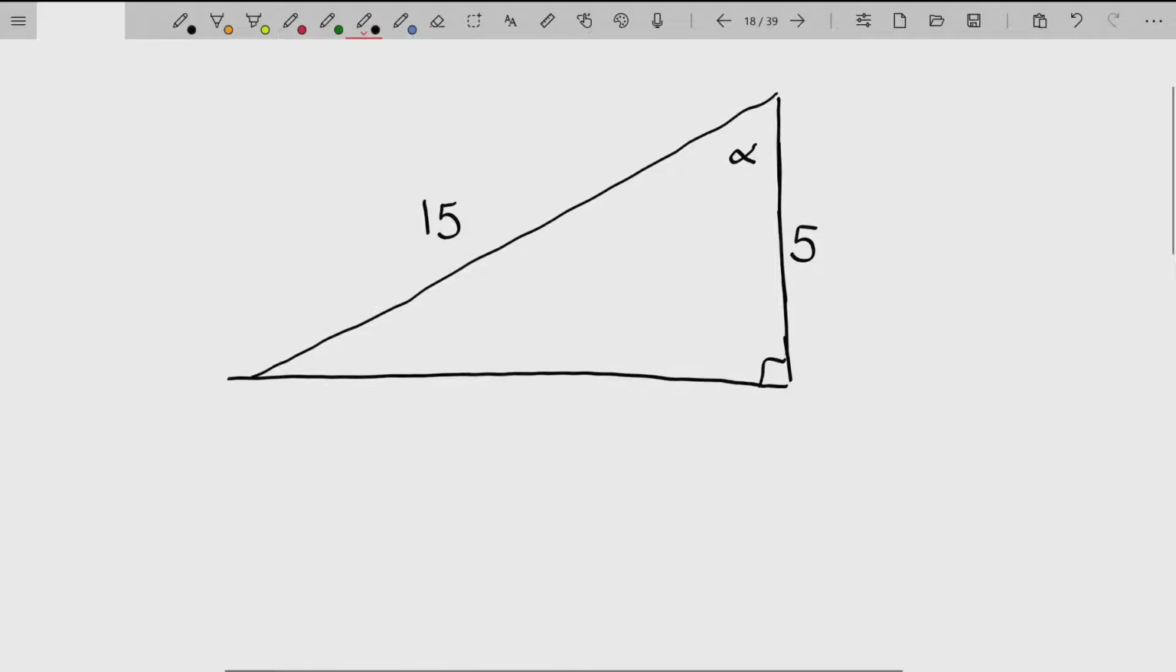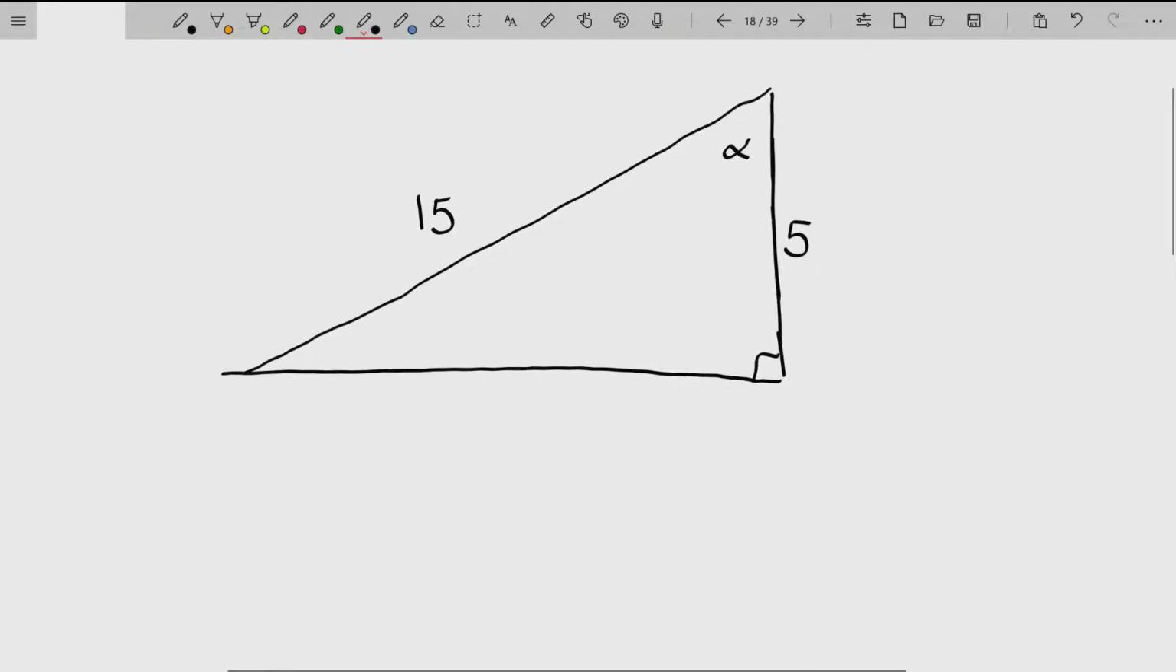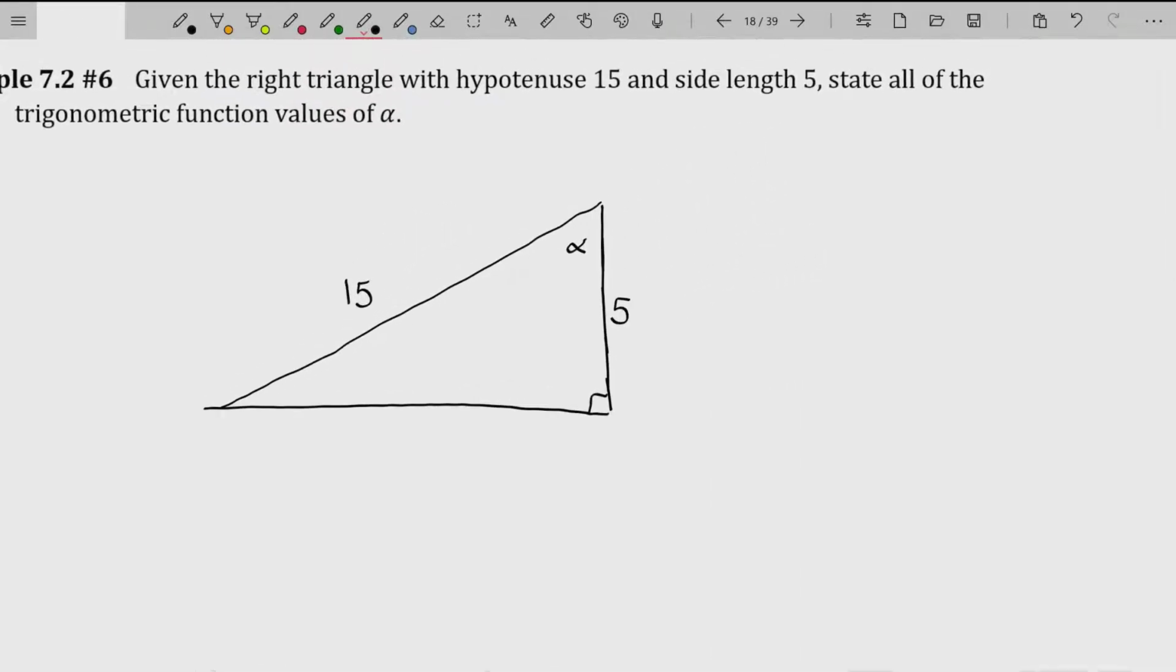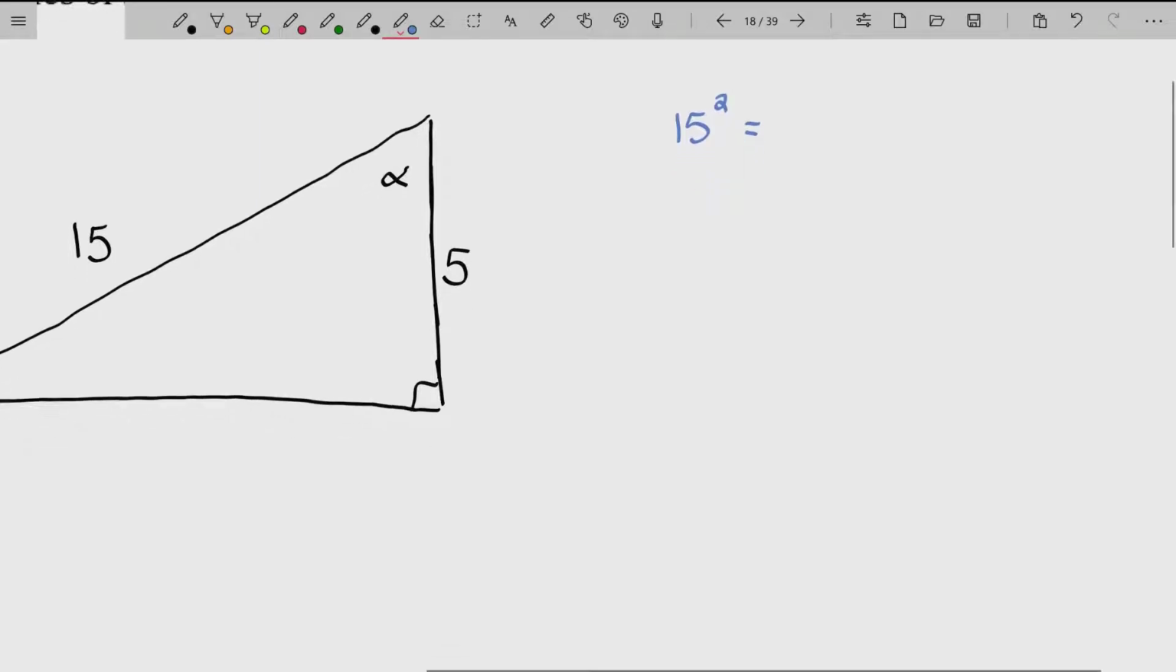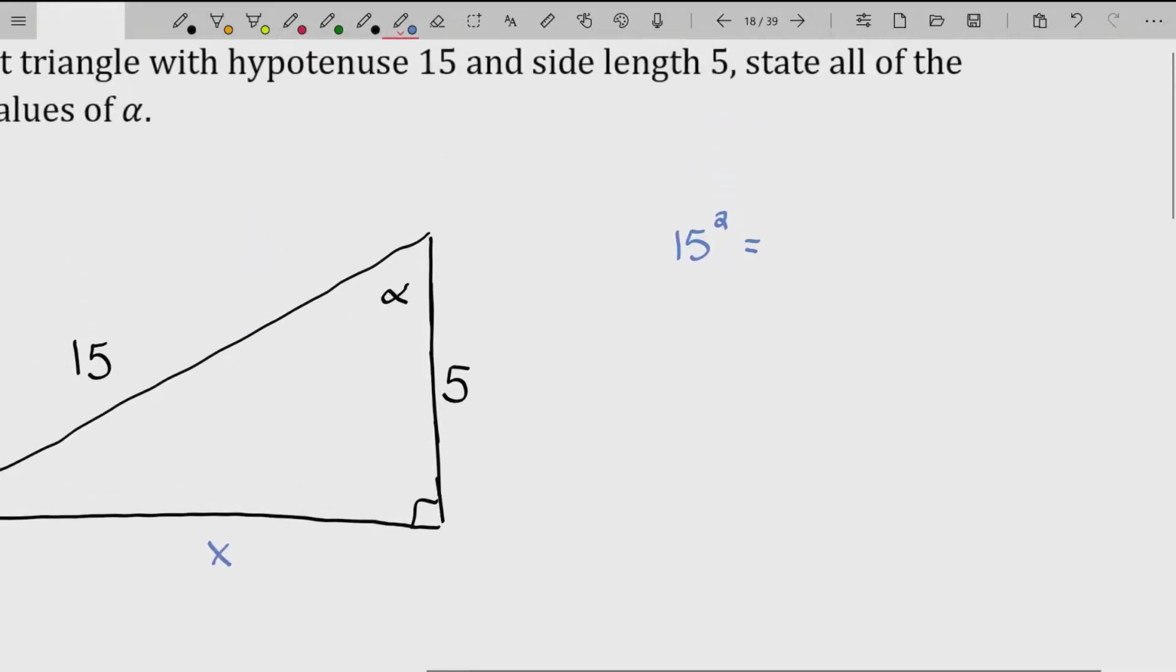We can totally find it because we can use the Pythagorean theorem. As I mentioned in the previous video, the Pythagorean theorem is going to be used all throughout trigonometry. So if for some reason, weird reason honestly, if you suck at the Pythagorean theorem, then trig is probably not going to be for you. But we'll call this missing side x for right now.